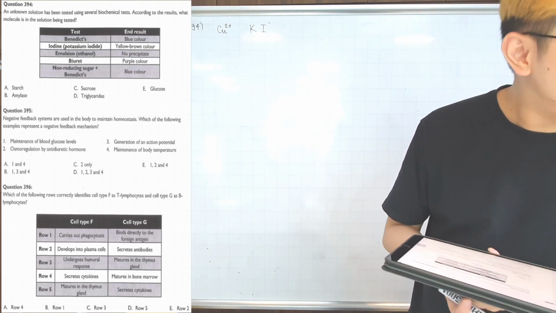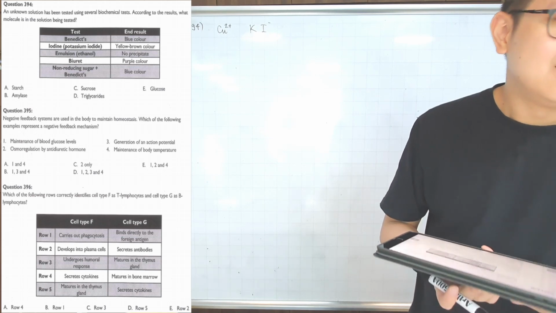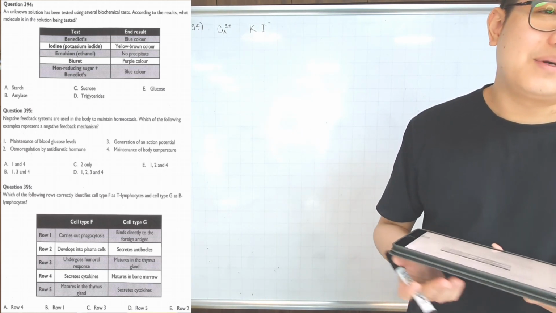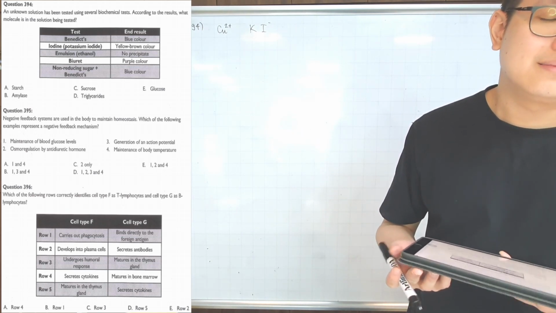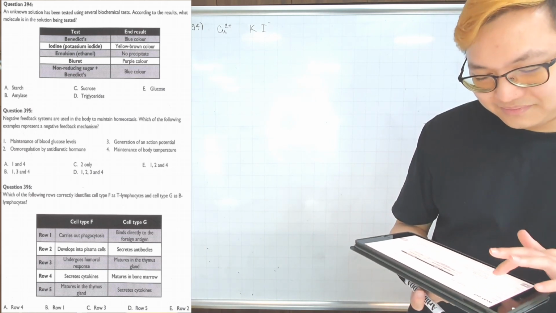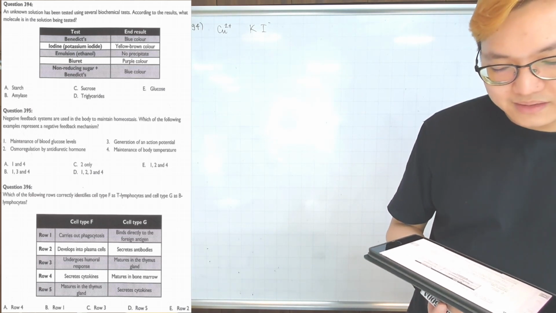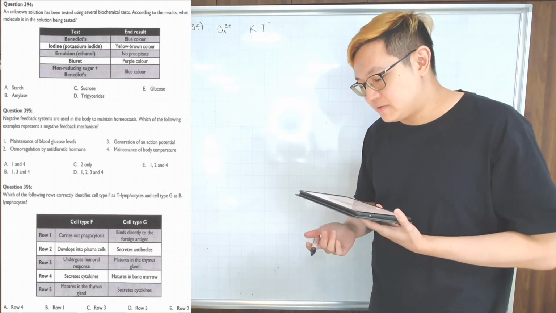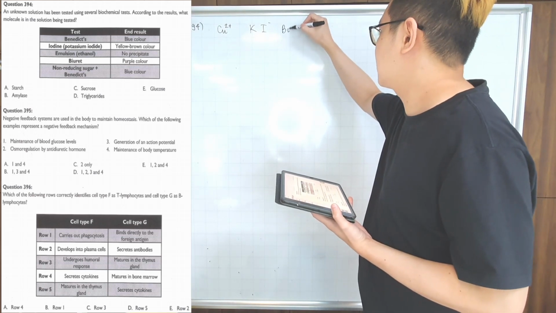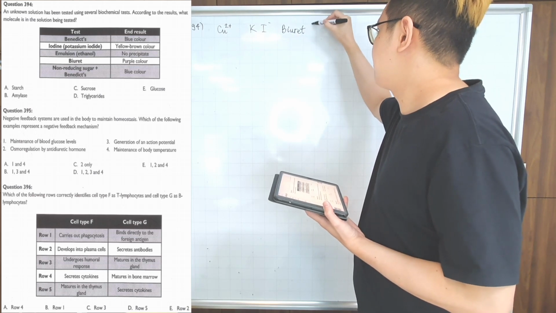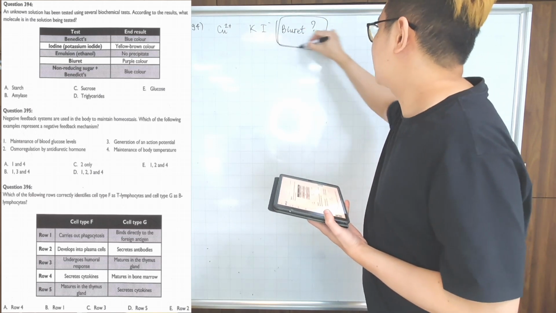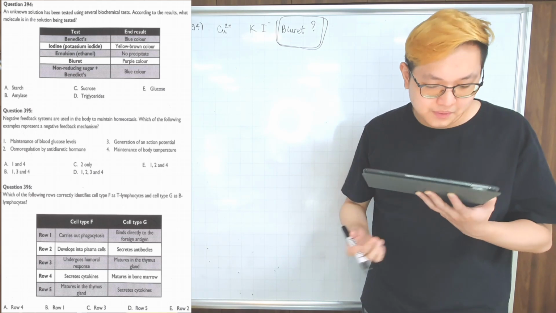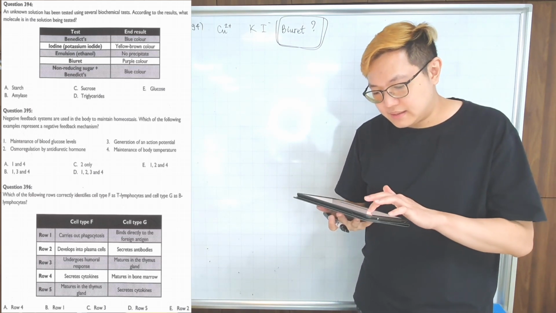Làm cái màu tím. You can check what biuret is, I think, later. Okay, đánh dấu hỏi thị để coi biuret là gì. It's good to know what biuret is, I think. I have to check what it is. Okay, question 395.